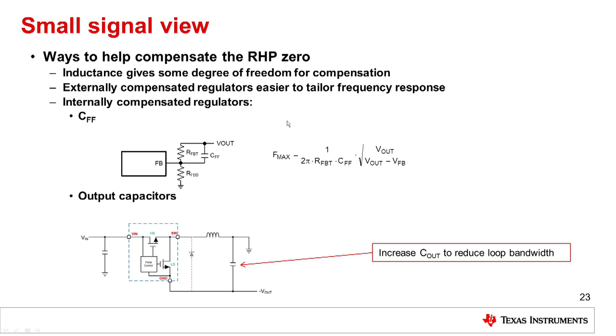So that's one option. Another option is to use a feed-forward capacitor. Again, you have to be a little bit careful because the feed-forward capacitor gives you a pole and a zero, but in some cases it might be able to give you just enough phase boost to give you good performance. Finally, increasing the output capacitor over where you would normally set it for a buck regulator is another good way to limit your control loop bandwidth and help mitigate any issues with the right half plane zero.